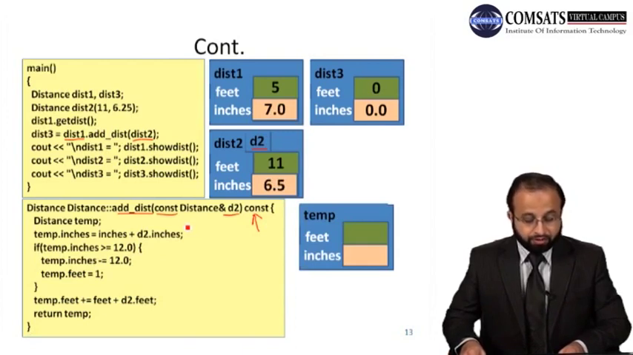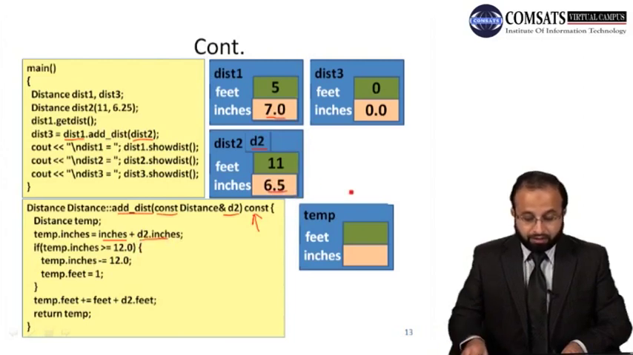Now temp.inches is equal to inches plus d2.inches. So these inches are the inches of the object that called this function, that is dest1. The inches of dest1 is 7.0 and inches of d2 is 6.5. So that is 13.5. That will be assigned to temp.inches, right?